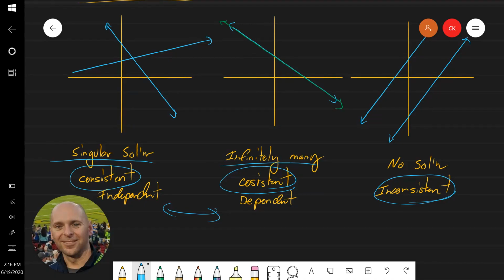Between the two consistent graphs, the overlapping lines is said to be dependent because the solution you get depends on where you are on the line. For the singular solution situation, it's independent of choice. We do not get to choose what the solution is there because there's only one. And that's generally how I think about it. The graph with no solution is just plain inconsistent because it doesn't actually have any solution. So that's how I remember it, and hopefully that'll help you.